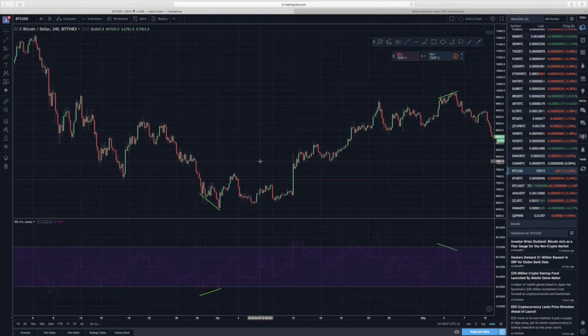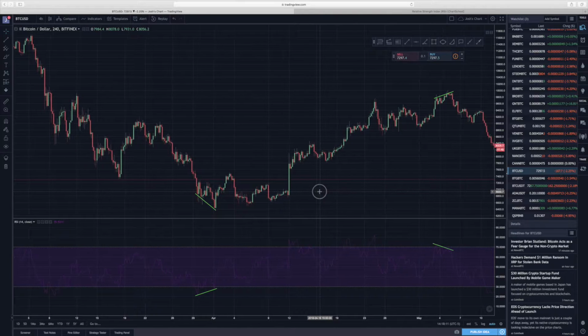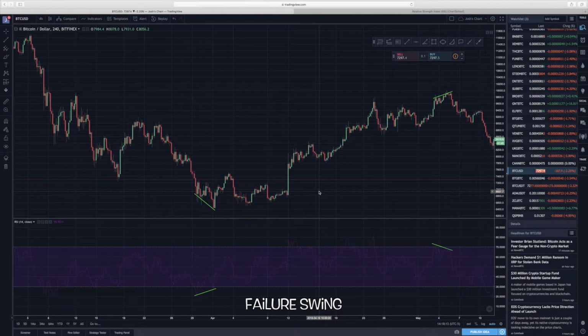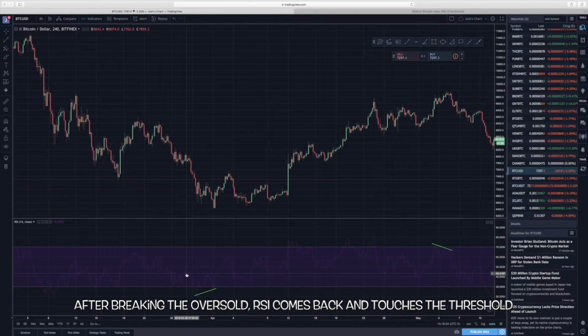And one more thing, I count these two as very similar indicators, but this indicator called failure swings is basically the same as divergence, except you don't look at the price, right? So here you can see that the RSI comes and breaks this oversold area, comes back, plays around, comes back and touches it, breaks it a little bit here.